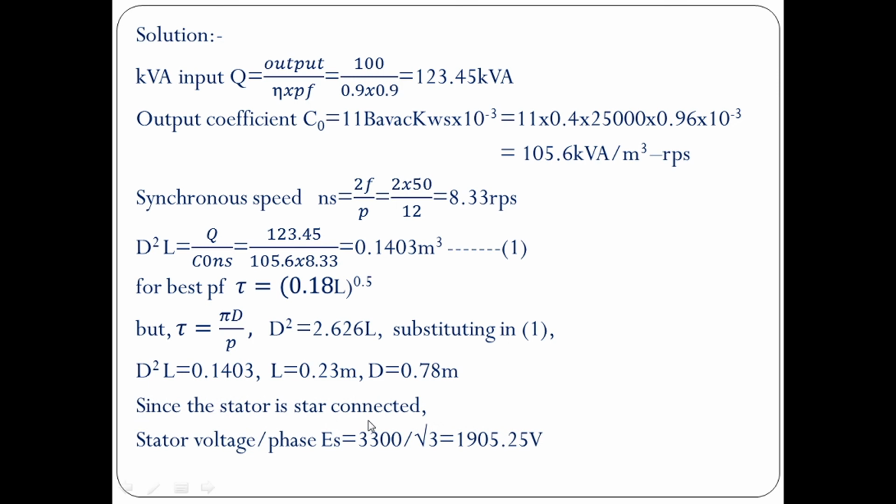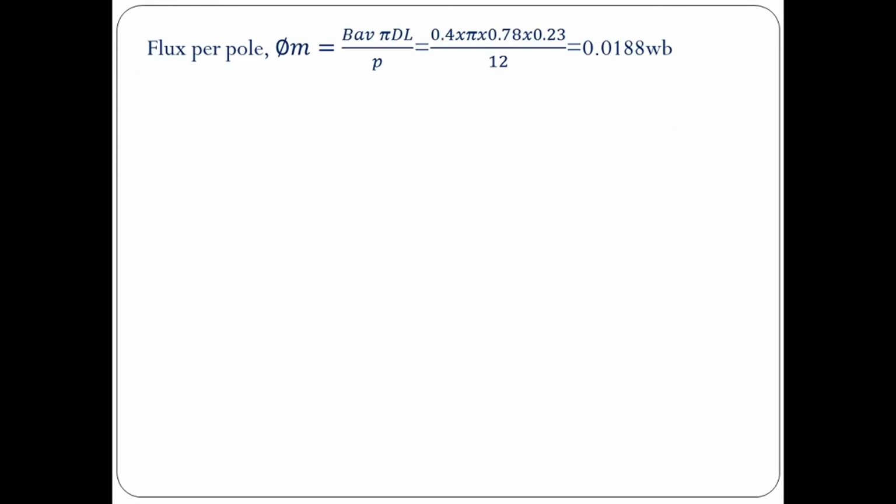Since the stator is star connected, the phase voltage will be line voltage divided by root 3. So stator voltage per phase ES is equal to line voltage 3300 divided by root 3, so 1905.25 volts. So flux per pole phi m equals BAV into pi D L by P. So flux per pole phi m equals 0.4, that is BAV, into pi into D, the diameter of the stator bore, 0.78, into L, 0.23, divided by 12 poles. So you will be getting 0.0188 Weber.